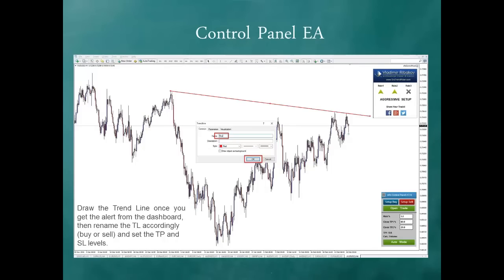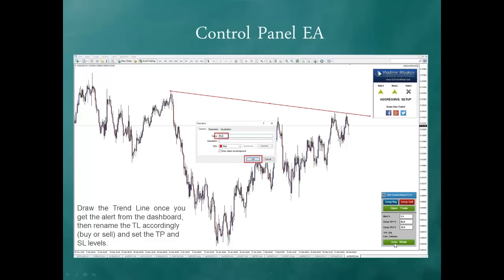Now, I'm not saying this is an example of a good trade or not. I'm just showing you here how to work with the control panel. First of all, we set it to auto mode. See that? It's very, very important. You have auto mode and manual mode. You need it to be on auto mode. But don't worry, all the explanation comes inside the manual PDF, so you don't have to worry about anything.